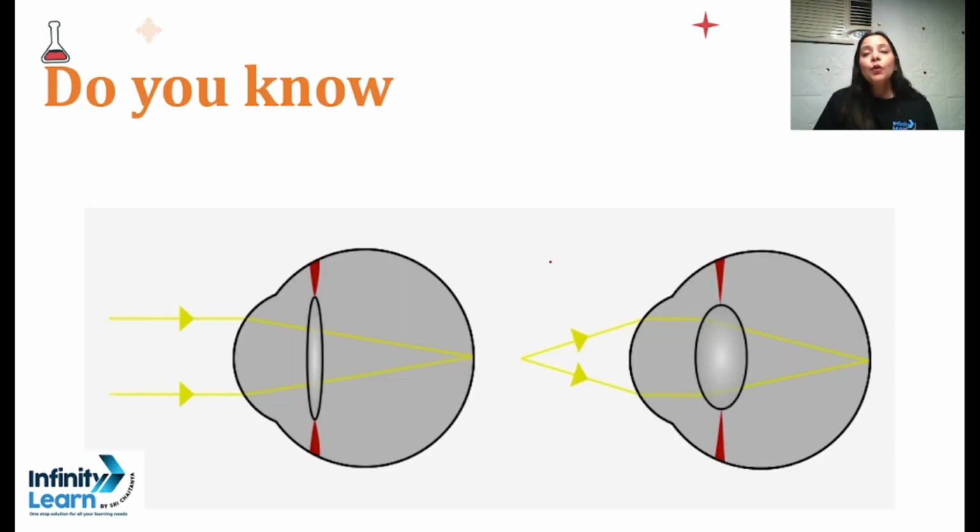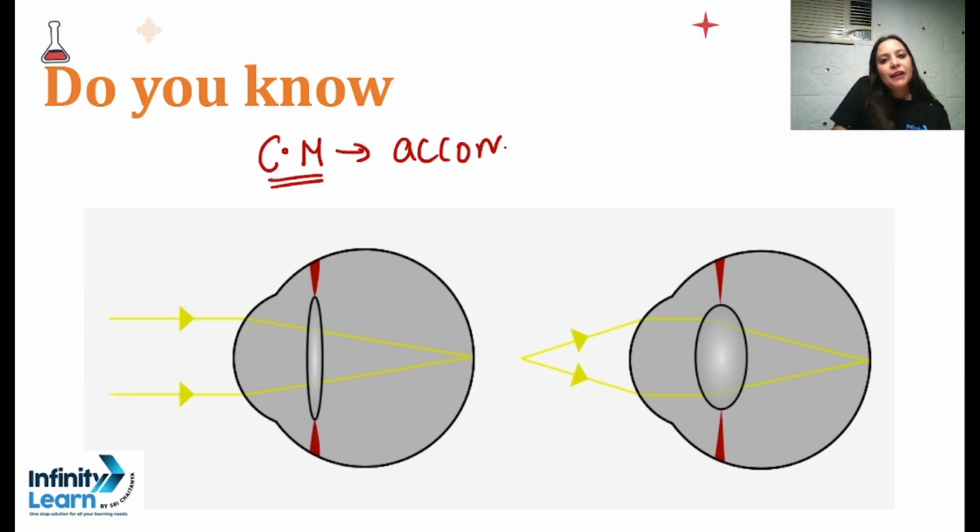Now let me tell you, if you wish to see something far away, or something very near, the focal length of the lens has to be adjusted. And who is responsible for adjusting the focal length of the lens? It is the ciliary muscles. So we can say that ciliary muscles help in accommodation. Accommodation means adjusting the focal length so that a clear image can be formed on the retina.